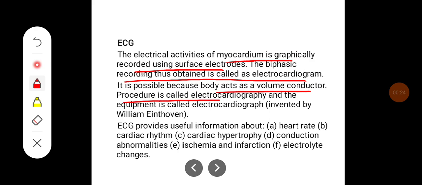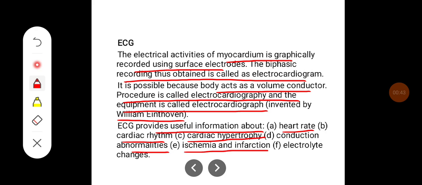Procedure is called as electrocardiography and the equipment is called as electrocardiograph, which is invented by William Einthoven. The ECG provides useful information about heart rate, cardiac rhythm, cardiac hypertrophy, conduction abnormalities, ischemia and infarction, and electrolyte changes.